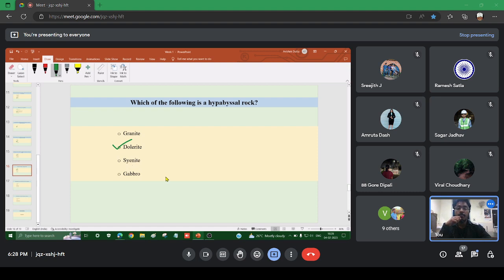And gabbro? What about gabbro? It's a plutonic rock. Yes. So in this question, apart from dolerite, all the other three are plutonic rocks. Only dolerite, option B, is a hyperbasal rock. So it is option B. Okay. Clear, everyone? Yes, sir. Okay.